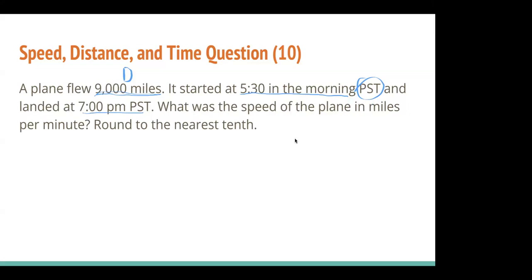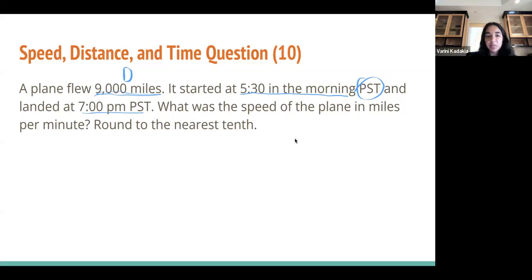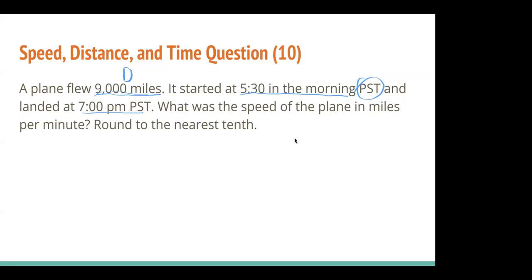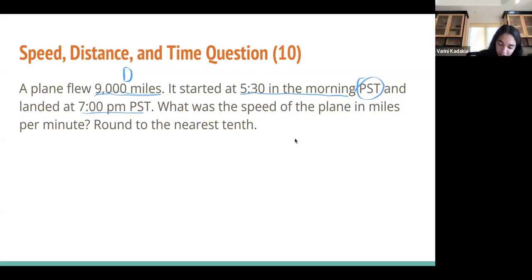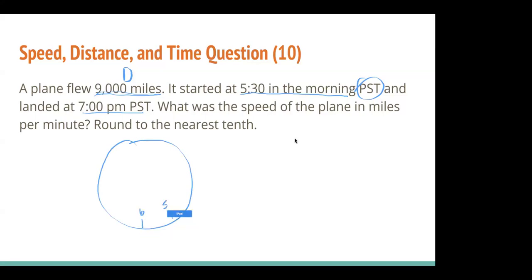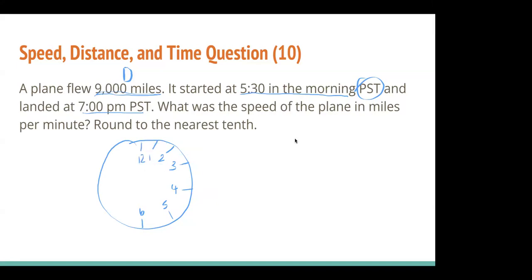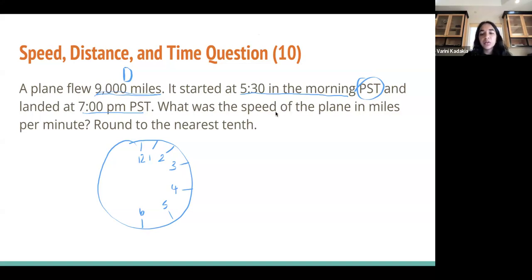So, do you guys know how to find the difference in time? Like how long it takes from 5:30 to 7? No. Okay, so I'll just quickly go over that. Let's say we have a clock. Does it mean it flew for 13 hours, 30 minutes? No. This means it flew for like 14 and a half hours.